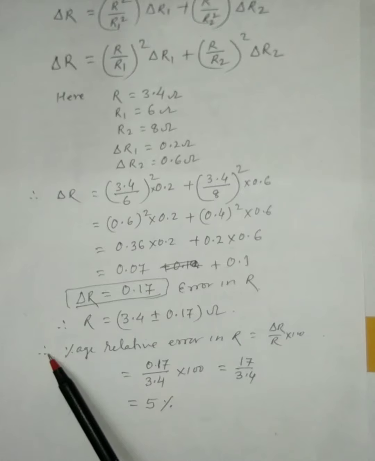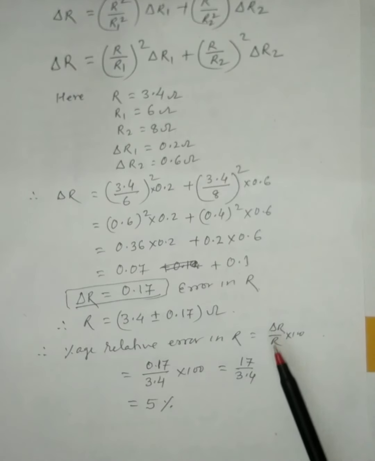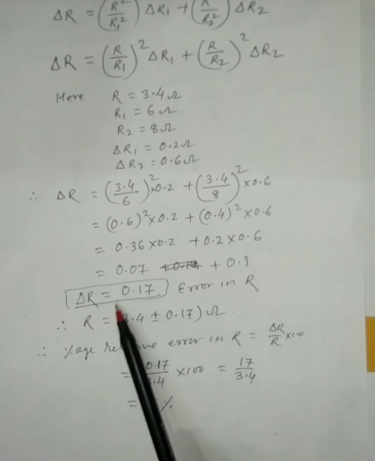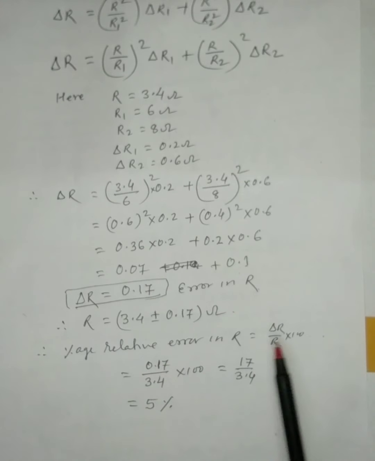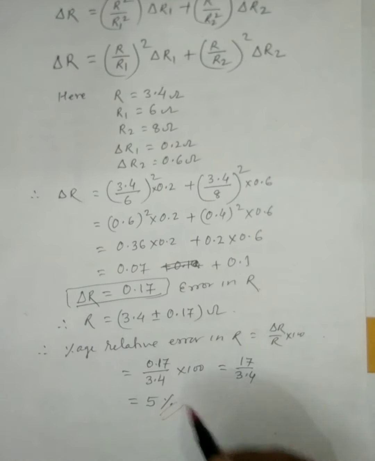Now come to percentage error, the relative error in r, and it will be given by delta r by r into 100. So delta r is given here as 0.17 and r is given as 3.4, and into 100 it comes out to be 5%. This will be the answer.